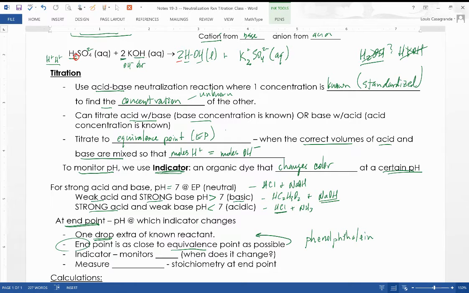You won't get a color change until you add one extra drop of the known reactant. That's the standard solution, and in our case, that's going to be our base. And the indicator is going to monitor the pH. So the indicator is going to change colors at a particular pH. What pH does it change at? That's going to be the endpoint.